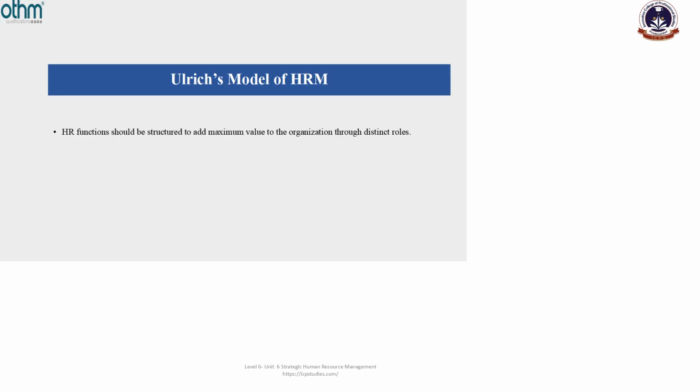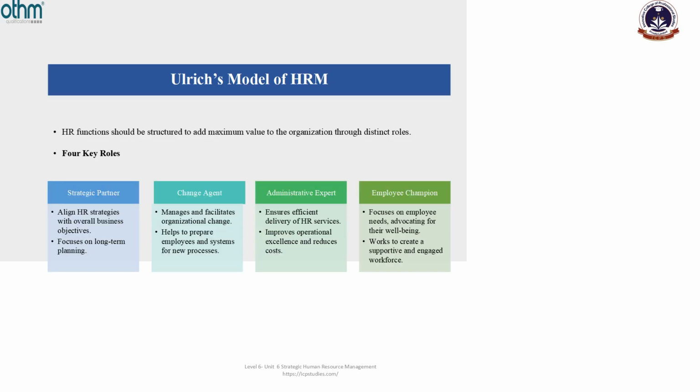So HRM functions should be structured to add maximum value to the organization through distinct roles. We have four key roles. First, we have a strategic partner, in which we align HR strategies with overall business objectives. Then we have change agent, which manages and facilitates organizational change. Then we have administrative expert, in which we ensure efficient delivery of HR services. Then we have employee champion, in which we focus on employee needs, advocating for their well-being.